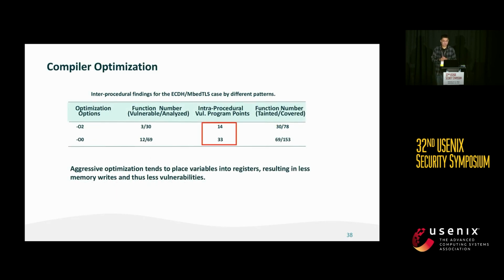And last, we want to see how compiler optimizations will affect the vulnerabilities. The result shows that aggressive optimization, such as O2 and O3, tends to place variables into registers. As a result, there are fewer memory writes in the program and thus fewer vulnerabilities.